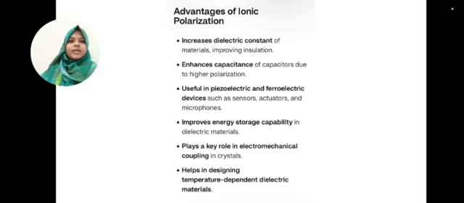Advantages of ionic polarization. Increases dielectric constant of materials, improving insulation. Enhances capacitance of capacitors due to higher polarization. Useful in piezoelectric and ferroelectric devices such as sensors, actuators, and microphones. Improves energy storage capability in dielectric materials. Plays a key role in electromechanical coupling in crystals. Helps in designing temperature dependent dielectric materials.